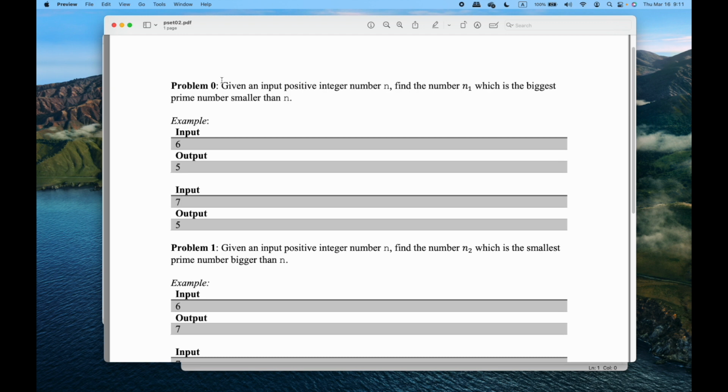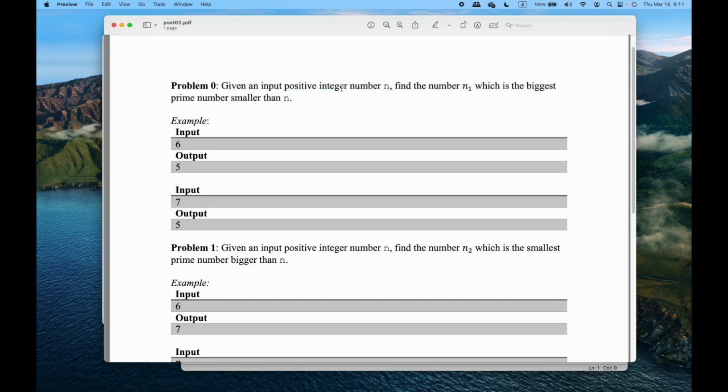Hi everyone. Today we are going to try solving this problem together. This is the second problem set, 02. This problem set has two problems: the first one is number 0 and the last one is number 1 here. In this video we're going to try to solve the first problem together.